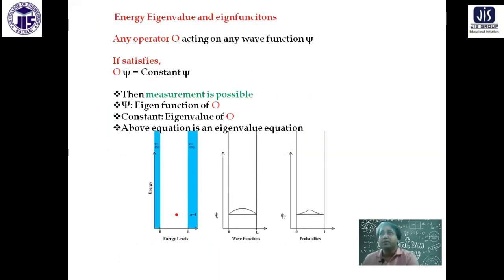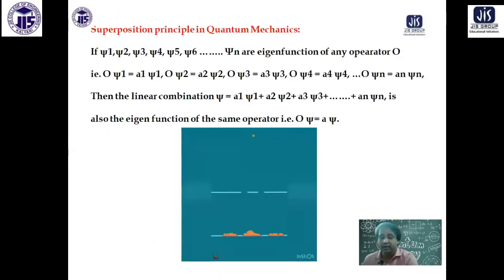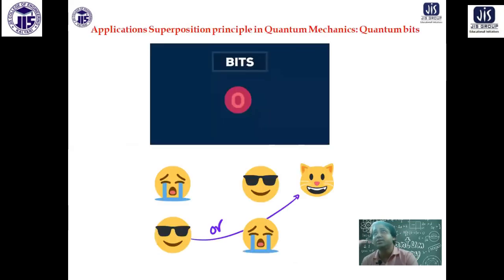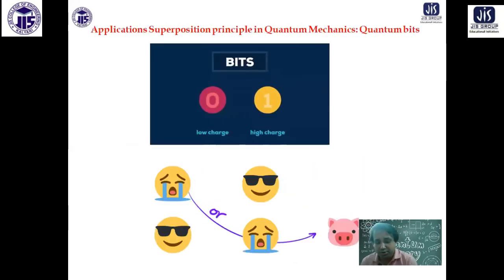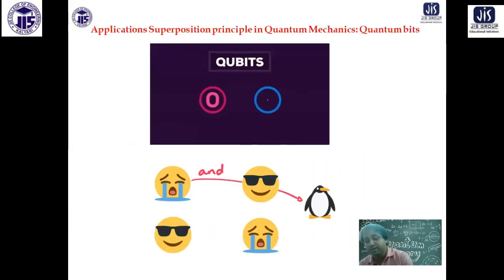Okay. Now you please see, after just talking about a single measurement over a single psi, I considered many psis. All of them together are eigenfunctions of the same operator O. So the idea is that if you take a linear combination of all of them, that will also be an eigenfunction of the same operator. This is called the superposition principle, and I told you it is used in the most modern computation, quantum computation.